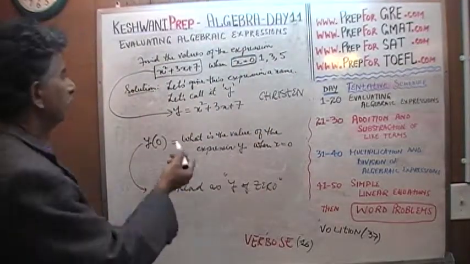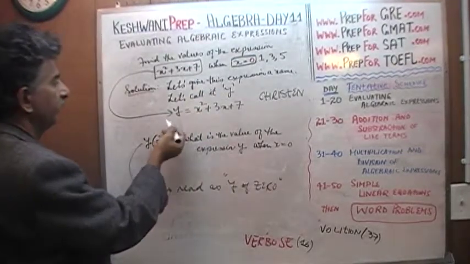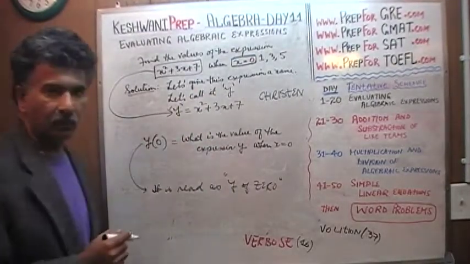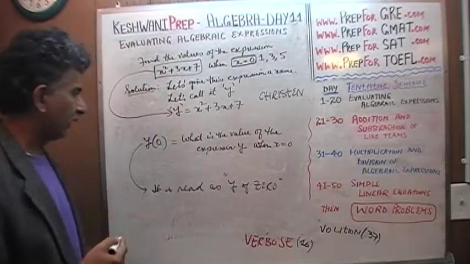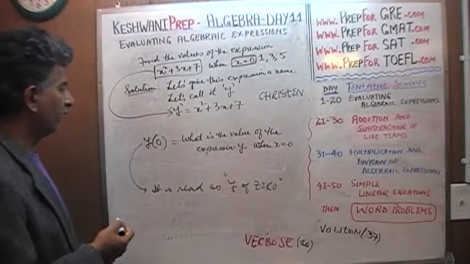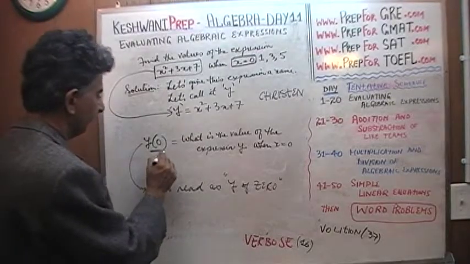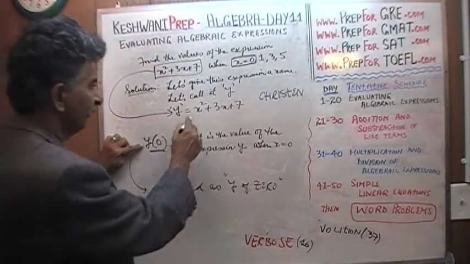So, let's give this expression a name. We call it y. This y came out of nowhere. As I said, we could have called it z, we could have called it p, alpha, beta, gamma, whatever we like. We called it y. So what does this notation say? It says, find the value of this expression that is given to us.